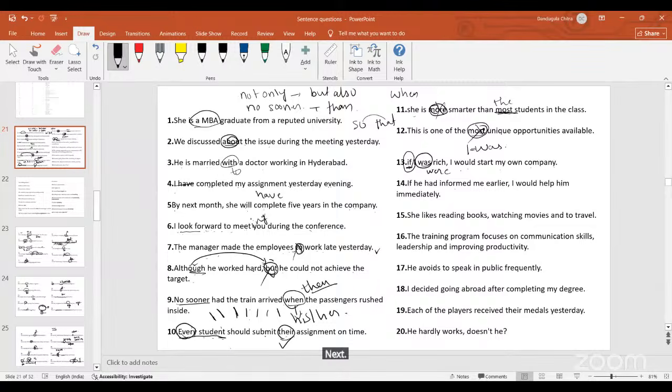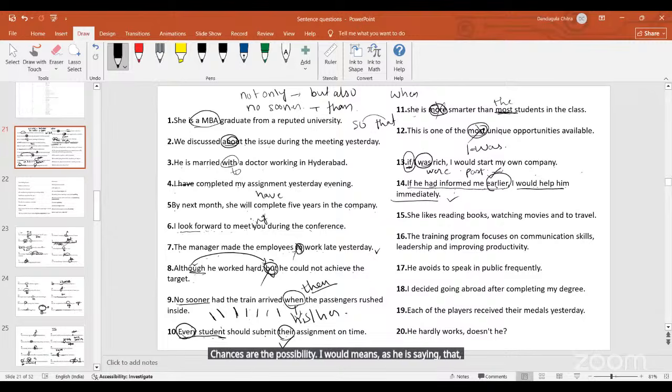Next, if he had informed me earlier, I would help him immediately. Yes, if he had informed me earlier, if he did something in past in that way, in future, I may think to do something else. So, here as then. If he had informed me earlier, like this is a past situation, and this shows the chance or the possibility. I would means as he is saying that he will be doing something in the past. So here would is however correct.